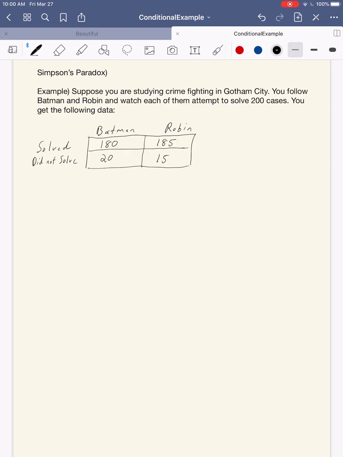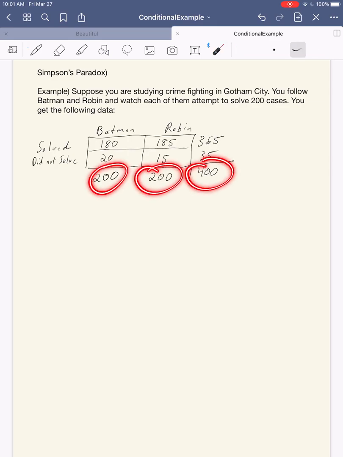We know that with these two-way tables, we can get the different totals here. We can see that overall Batman did have 200 cases, 180 plus 20. 185 plus 15 is also 200. We can also see that together, the two crime fighters solved 365 cases and failed to solve 35 cases. And then, of course, the table total overall would be 400, because they each worked on 200 cases, which means 400 cases overall were looked at.